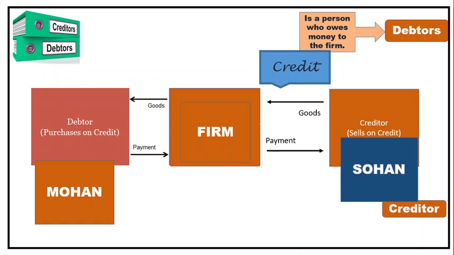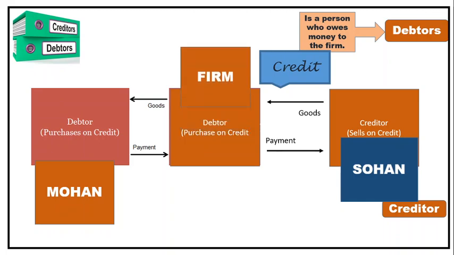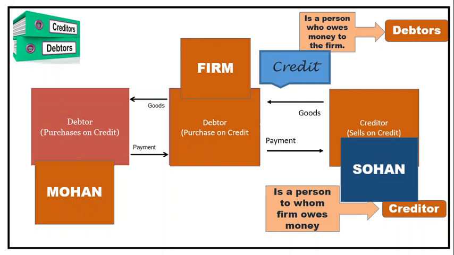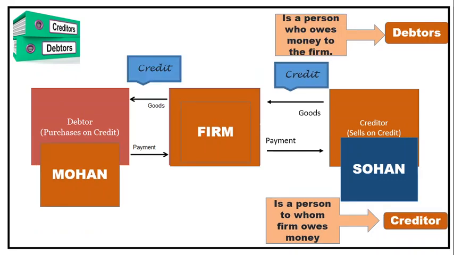Why is Sohan a creditor? Because the money has not been paid, and the firm is a debtor for him. For Sohan, the firm is a debtor because Sohan has to take the money from the firm. So a creditor is a person to whom the firm owes money. The important thing to remember is that every time you have to record from the point of view of the firm.